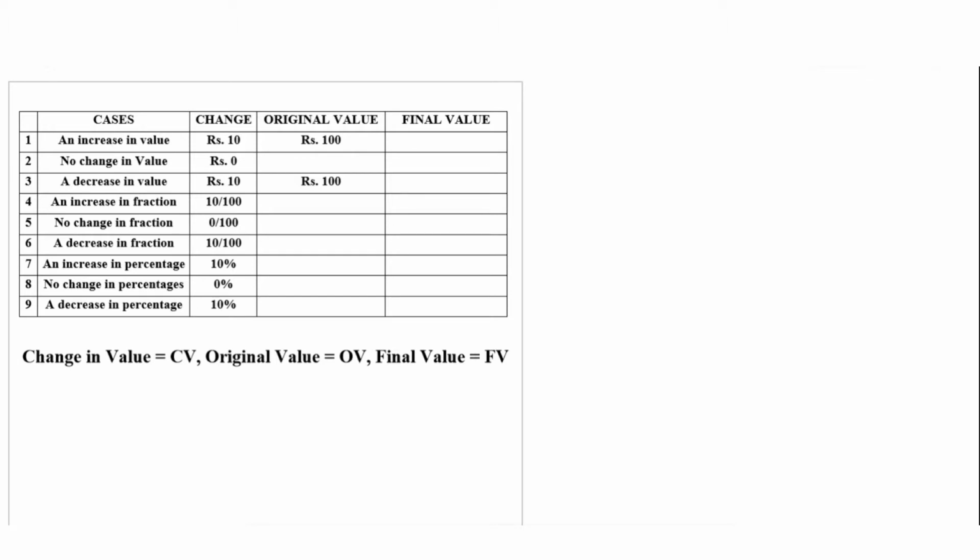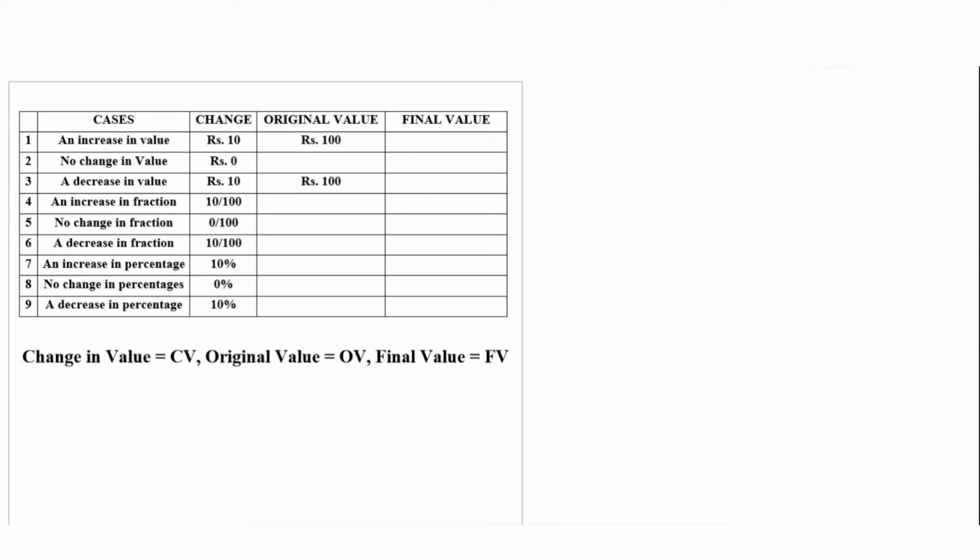The next 3 things, from point number 4 to point number 6, talk about changes in the fractional value. So instead of saying value now, we are saying increase in fraction, no change in fraction, a decrease in fraction. And the final 3 points, point number 7 to point number 9, talk about changes in percentages. So when we are referring to changes in percentages, then we will see what we are doing.